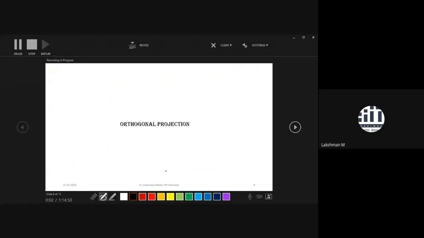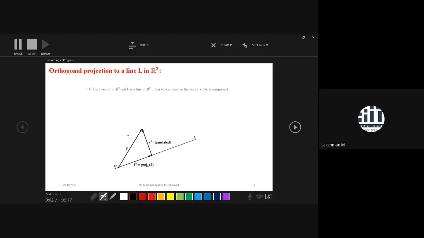Now coming to discuss orthogonal projection with respect to an orthonormal basis, how we can relate orthogonal projection to orthonormal basis. Those things we'll discuss here. We had already seen that if we are taking a vector x in R2, first I am going to discuss orthogonal projection of a 2D vector along a line. So suppose x is any arbitrary vector in R2 and L is a line in R2.